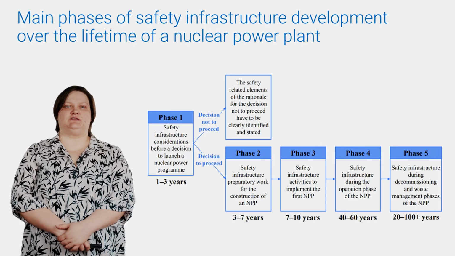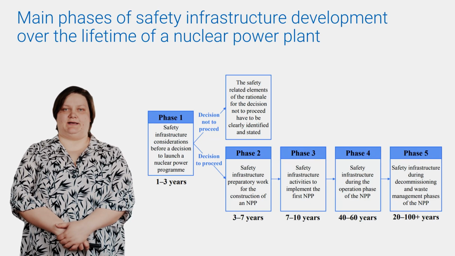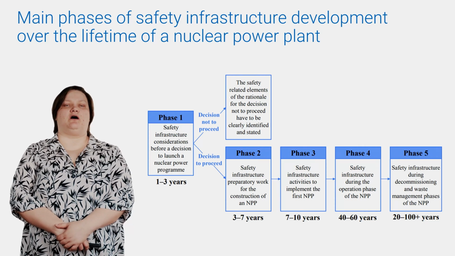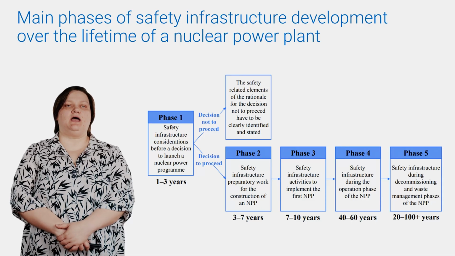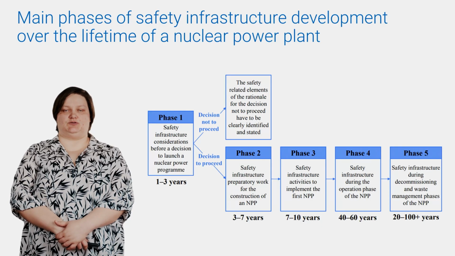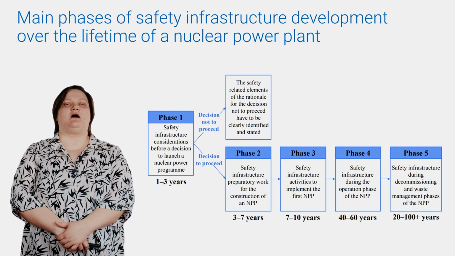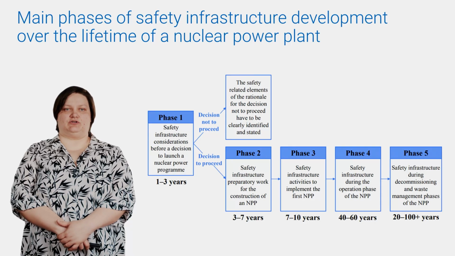Phase 4. Safety infrastructure during the operation phase of the nuclear power plant. Average duration 40 to 60 years. And Phase 5. Safety infrastructure during the decommissioning and waste management phase of the nuclear power plant. Average duration 20 to more than 100 years.